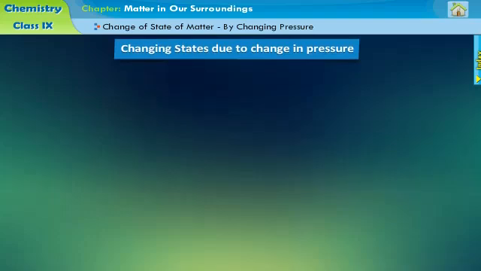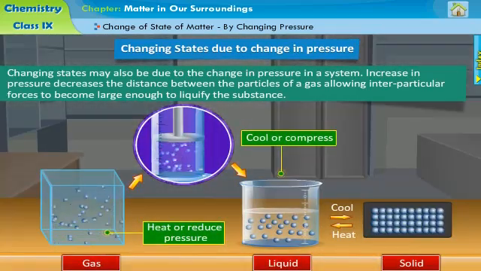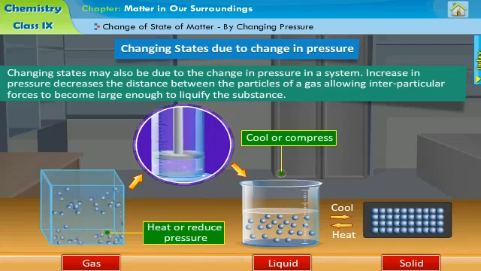Let's understand the changing states due to change in pressure. Changing states may also be due to the change in pressure in a system. Increase in pressure decreases the distance between the particles of a gas, allowing interparticular forces to become large enough to liquefy the substance.